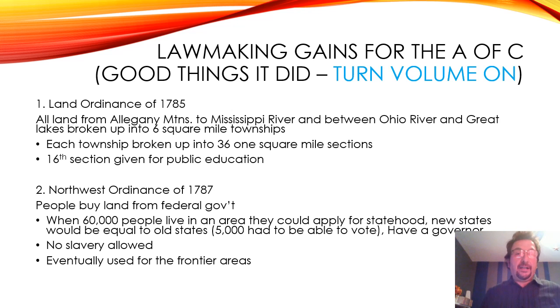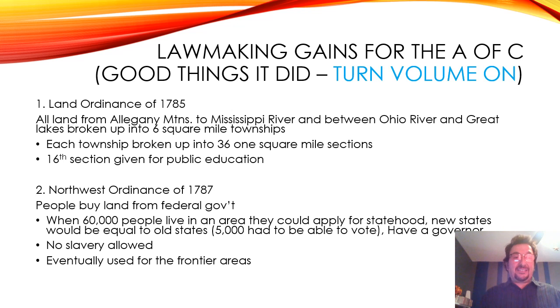I know. All right. So, lawmaking gains for the Articles of Confederation. These are the good things that it did that we kind of still do today. The land ordinance, I apologize, first day with a new tongue, of 1785. Basically, the purpose of this is so the government could survey the land, and the people who move out there could organize the land. That's the main point.